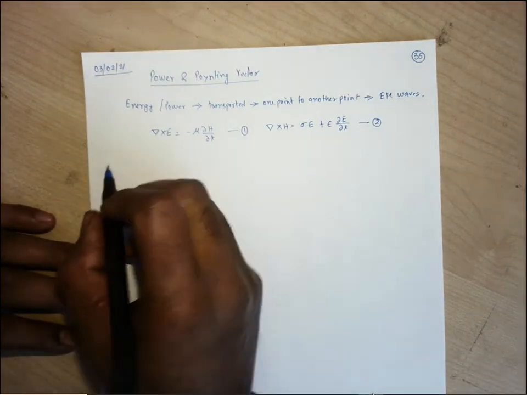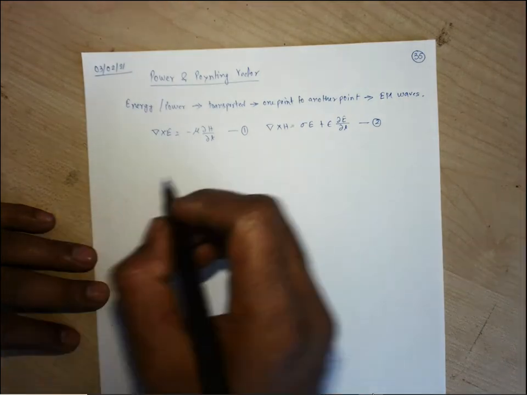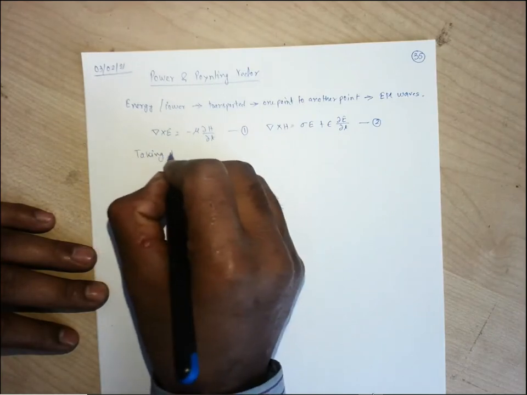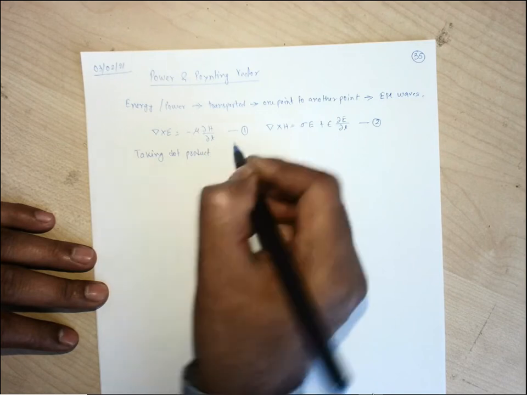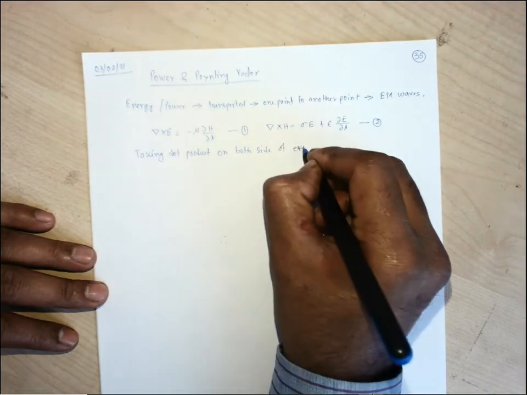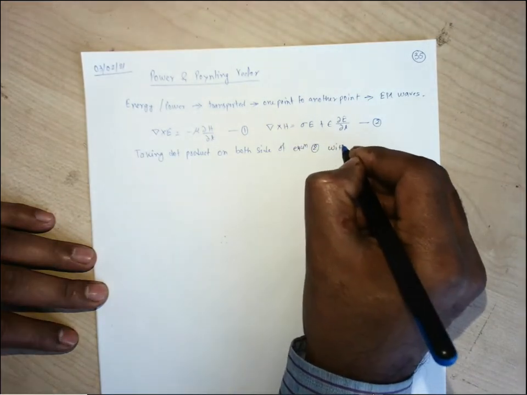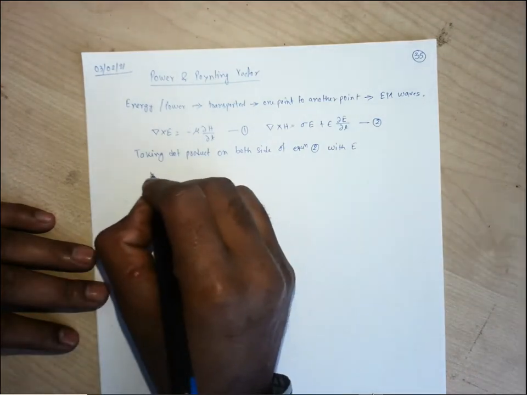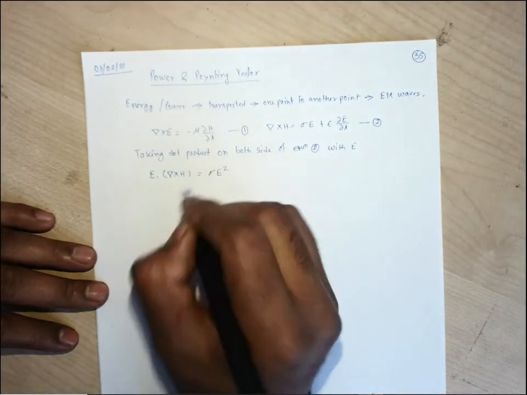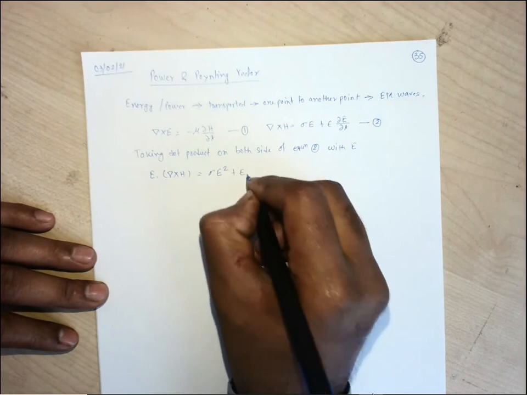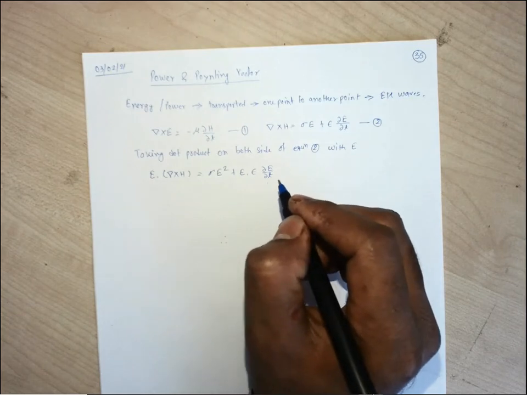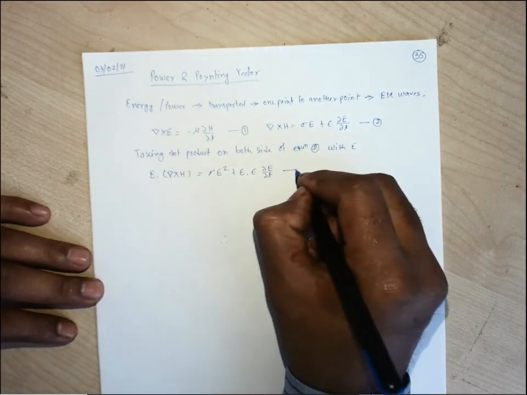In the next step, we are going to take the dot product on both sides of equation number 2 with E. So that is E dot del cross H, which will be sigma E square plus E dot epsilon del E by del t. This is equation number 3.